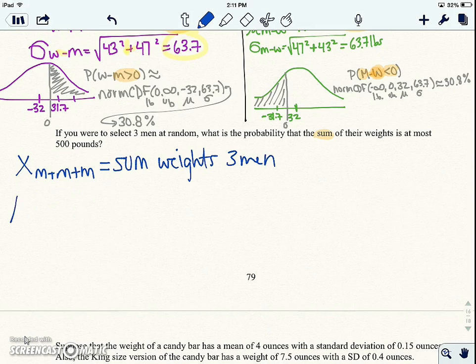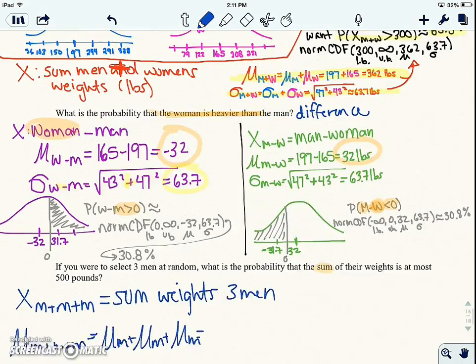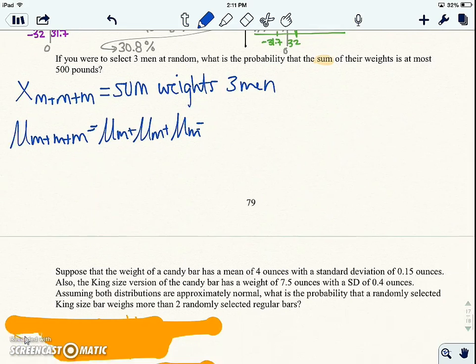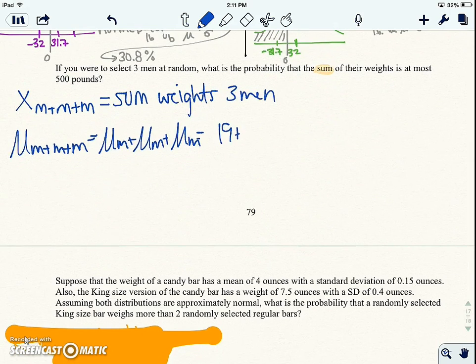Okay, so mu of man plus man plus man is the mu of the man plus the mu of the man plus the mu of the, I should say, men. Okay, which would be, let's see, the average man weighs 197. That'd be 197 plus 197 plus 197.